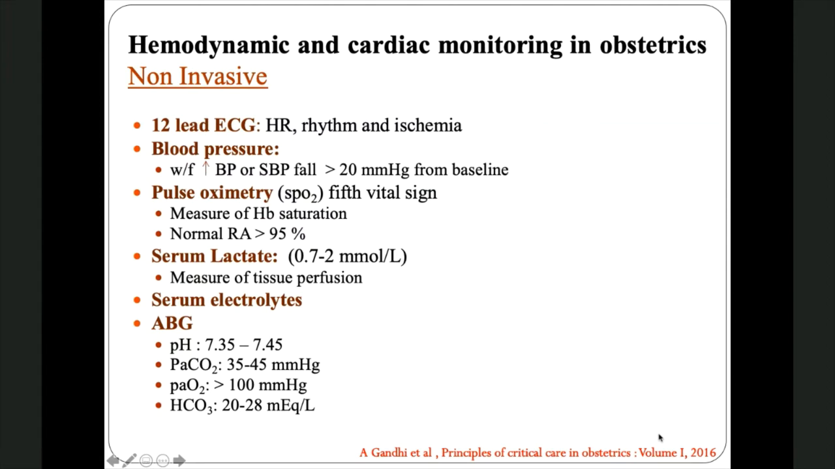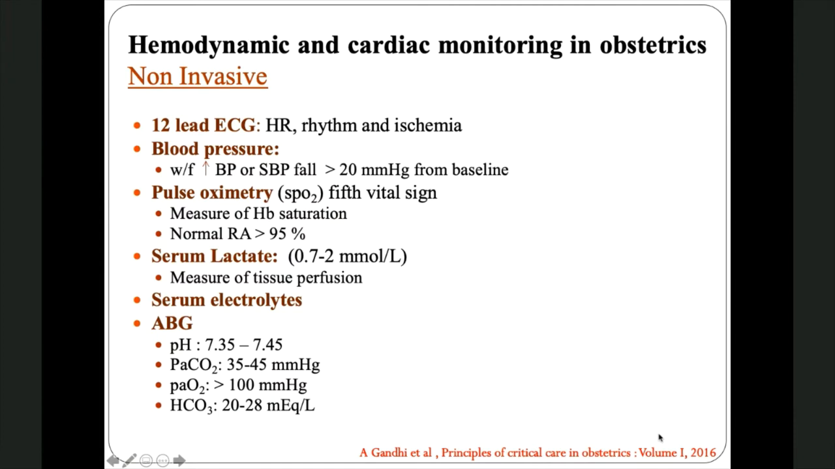very commonly available. Other than that, there are some blood investigations available like serum lactate. Serum lactate is a very important monitor for tissue perfusion. And ultimately, tissue perfusion reflects tissue oxygenation. So if serum lactate is increased, it says tissue perfusion is low. It says tissue oxygenation is poor. Then comes the serum electrolyte levels.